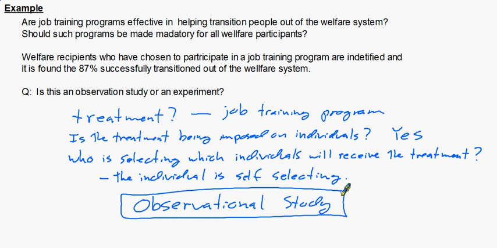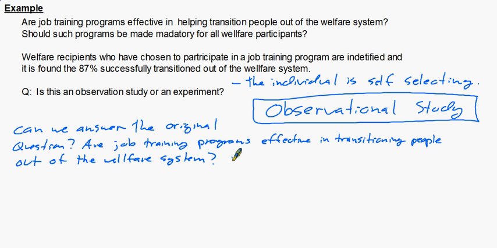So great, we've identified it's an observational study. Observational studies are great. We can get lots of good information from observational studies. Let's go back to the question: should everyone be made to go through a job training program? Is it going to be effective in moving everybody, or most people, maybe 87% of everybody who's in the welfare system, out of the system? Can we answer the original question? Are job training programs effective in transitioning people out of the welfare system?